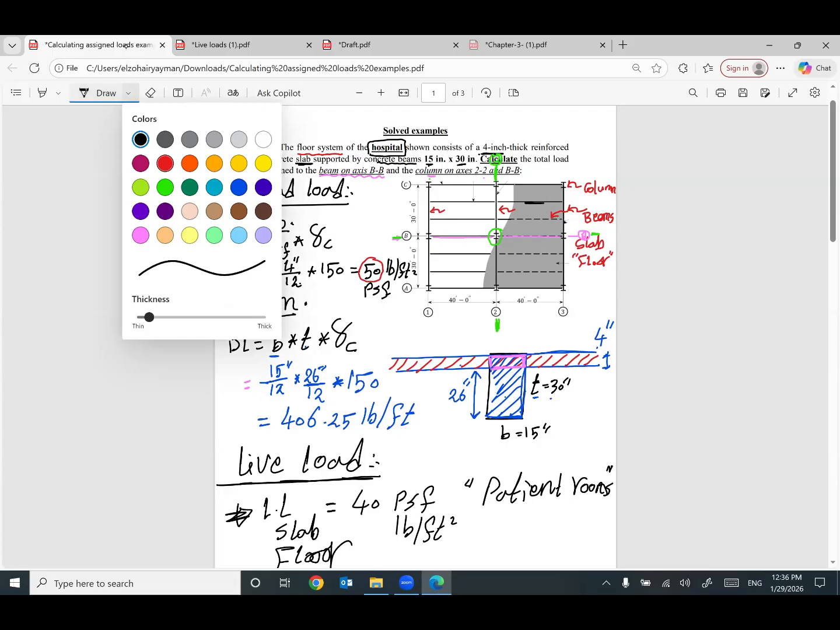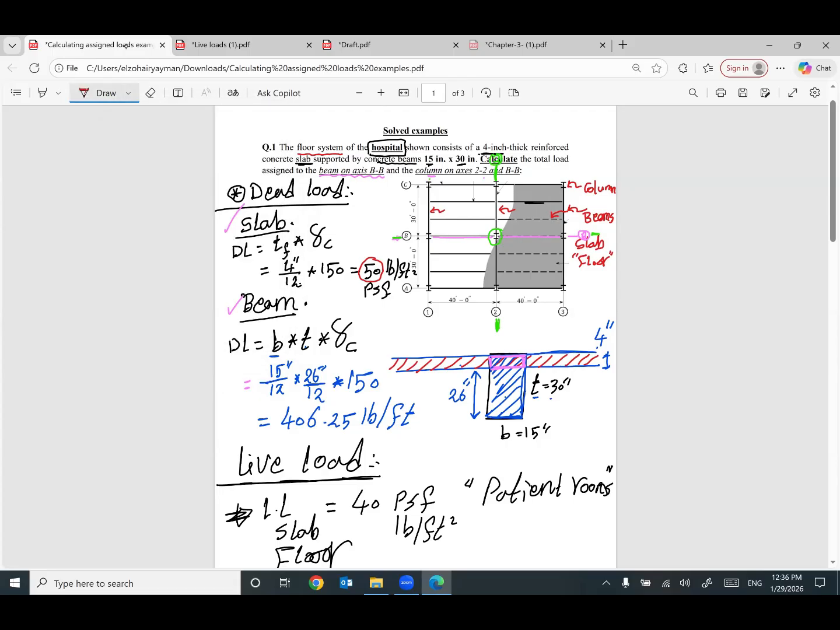So I will say this beam has another beam on this side. Between this beam and the next one from the top, I can draw here a center line. From this beam and the next one, I can draw here a center line. So the area assigned to the beam on axis BB will be this area. That makes sense? It will be this area.